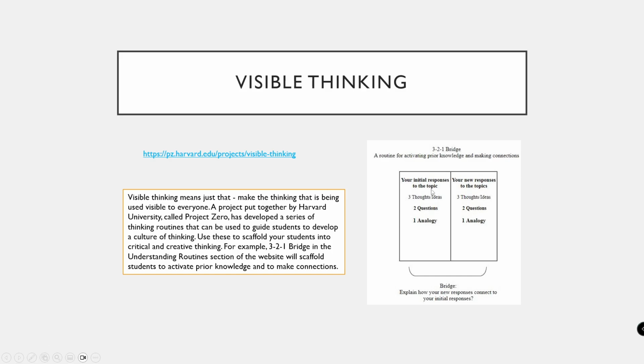Visible thinking is a nice one as well. There are some nice strategies here. So let's say a 3-2-1 bridge here, for example. It's a routine for activating prior knowledge and making connections. So it's starting to get them generating content representation. So let's say we had them watch a video about a topic. It could be the universe, right? It's expanding, it's contracting, it's whatever, it's wobbling around, there are stars and planets. But it's not explaining things to them, it's just immersing them in a problem, or just getting them thinking, providing stimulus for thought.